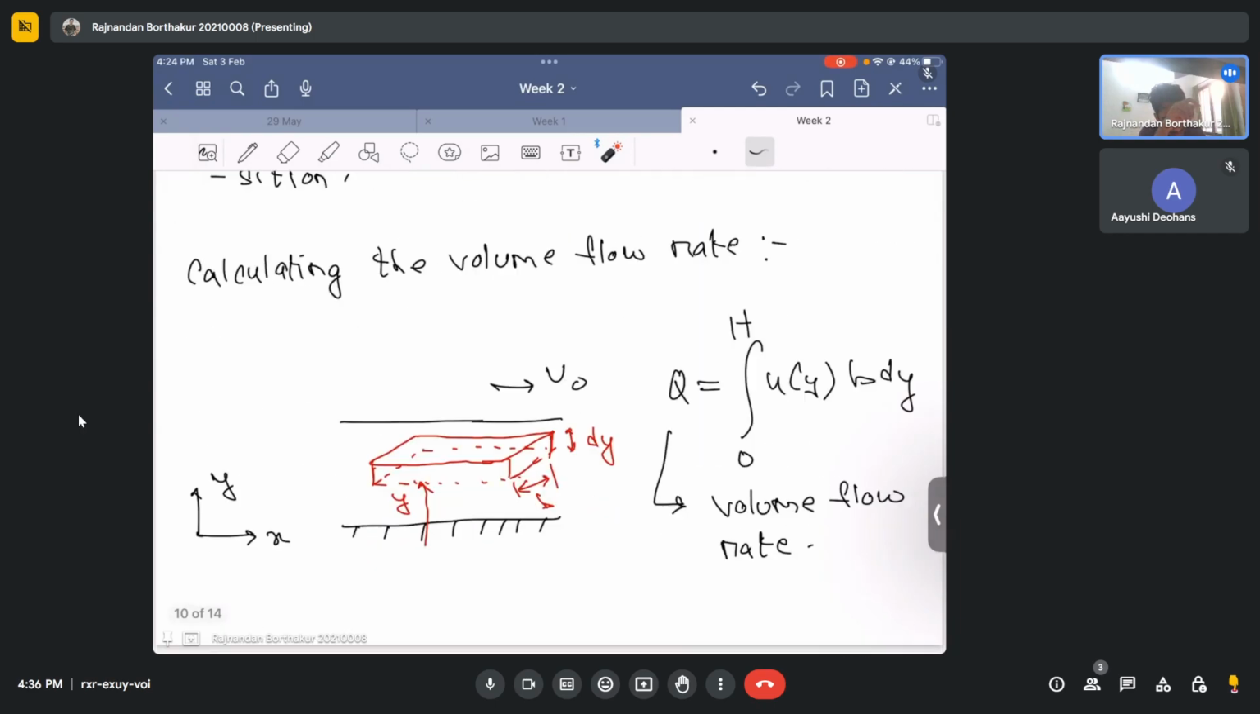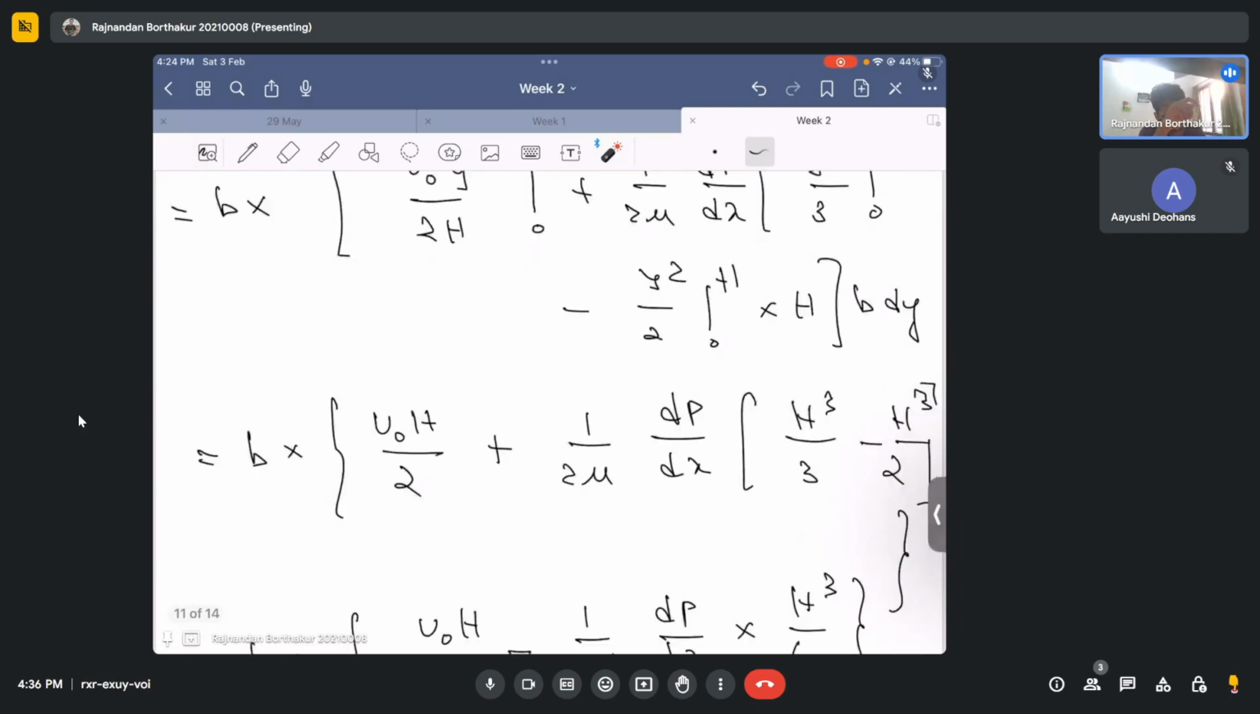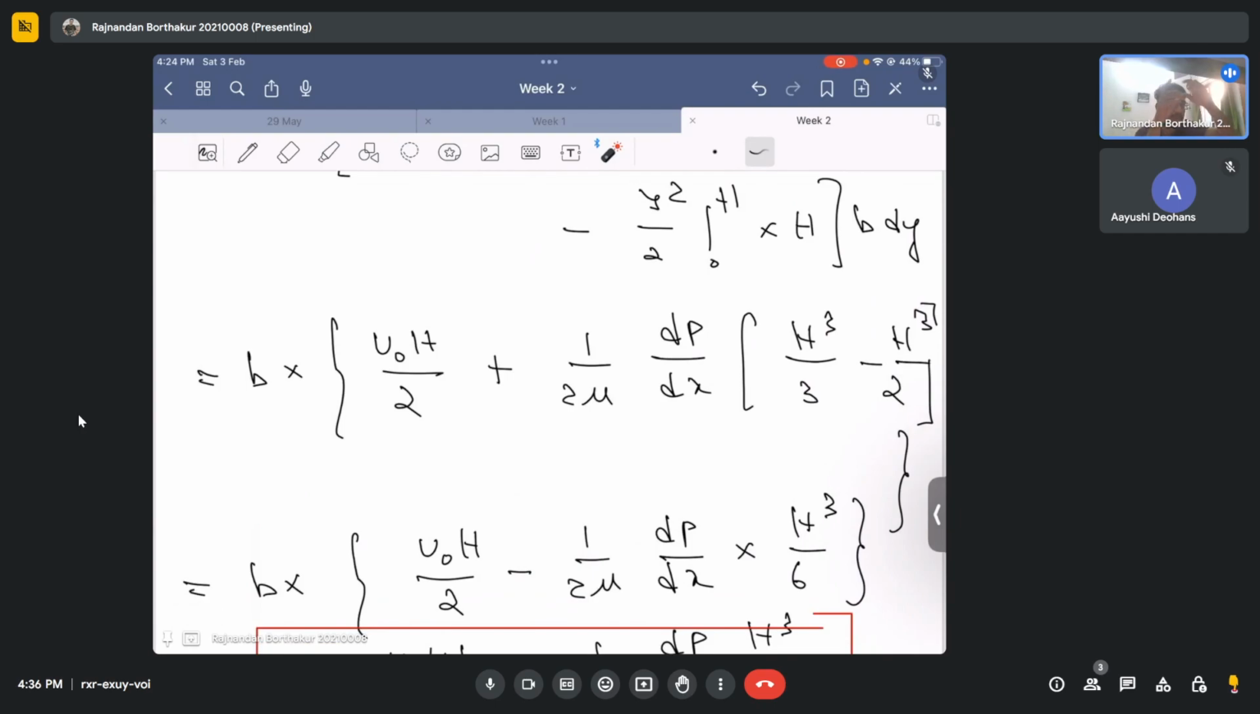And then we calculate the volume flow rate, which is basically integrating the velocity by taking an elemental strip of area b times dy, and then calculate what is the volume of fluid or the chunk of fluid that will pass through this elemental area. Then integrate it along the height will give us the volume flow rate.